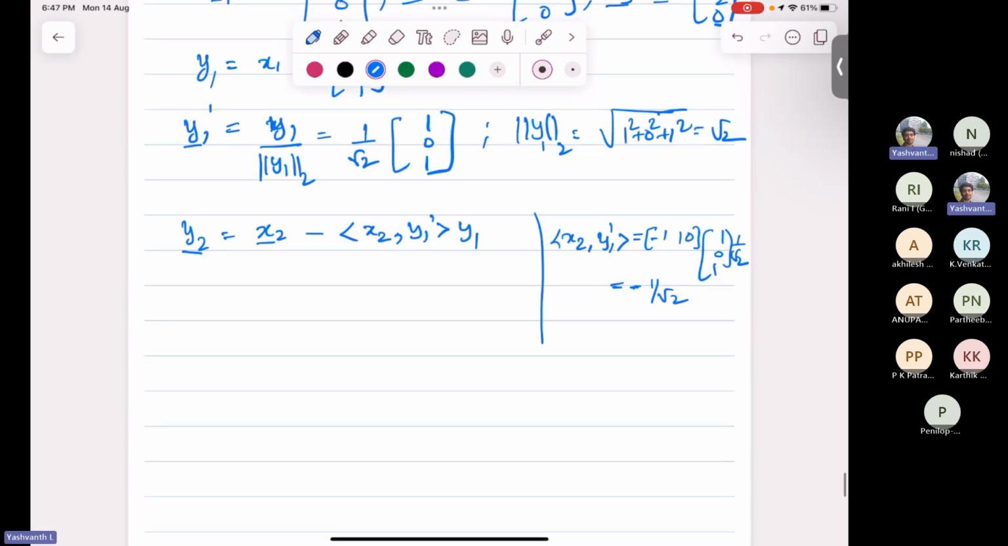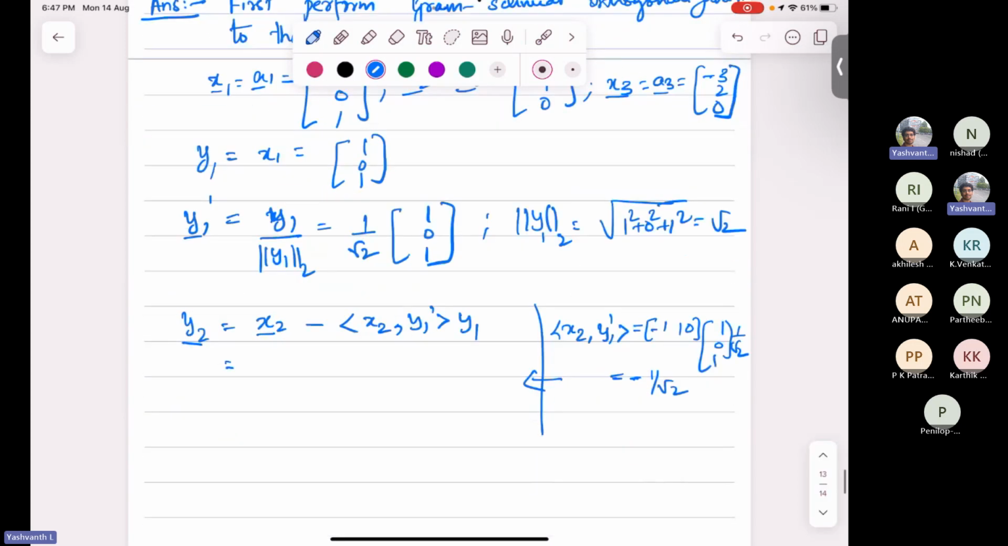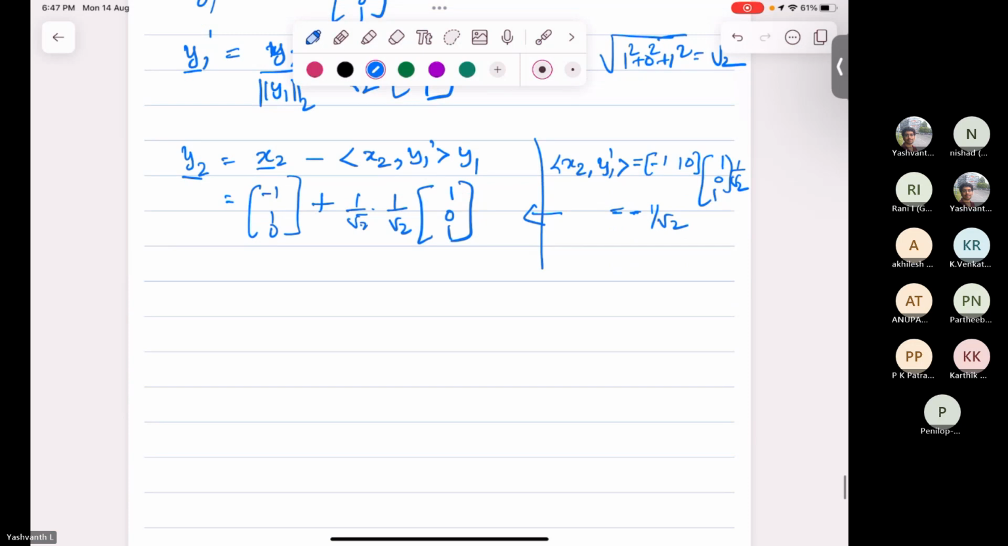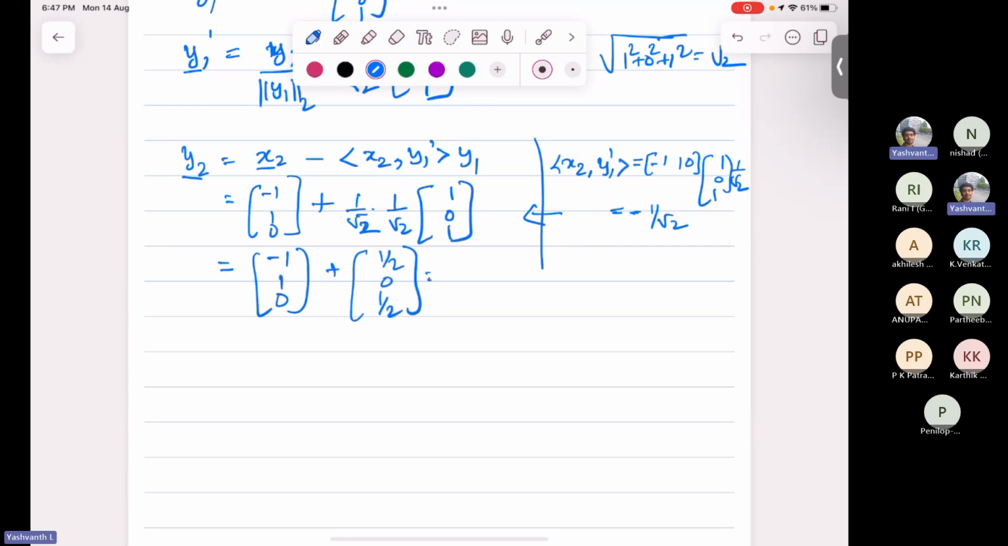Okay. So then substituting here, x2 is (-1, 1, 0). Then minus into minus gives plus 1 by root 2, times another root 2 for y1 dash (1, 0, 1). This is nothing but (-1, 1, 0) plus (1/2, 0, 1/2), equal to (-1/2, 1, 1/2).